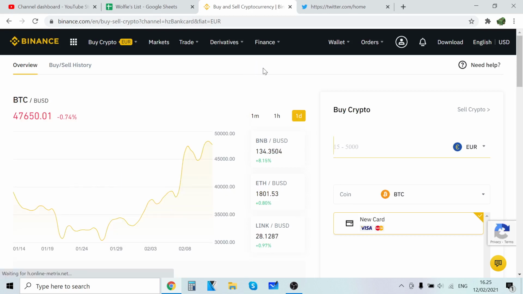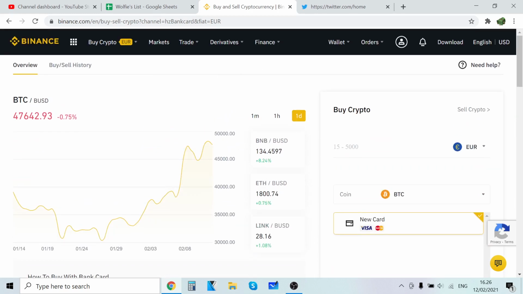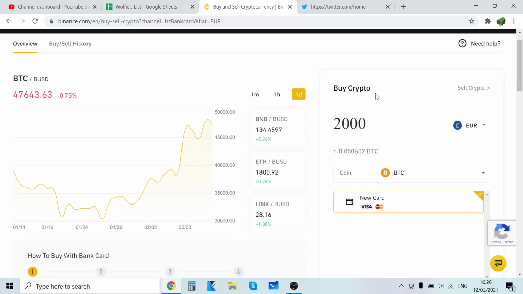Back when I started, it wasn't nearly as easy as it is now, but you can just come here, and where it says buy crypto, it's already set on Bitcoin automatically, and the currency is already set depending on where you are using Binance. For example, if you're from the United States, it will show USD right here. So all you really have to do when you come to this page is set how much Bitcoin you want to buy. That is the first step.